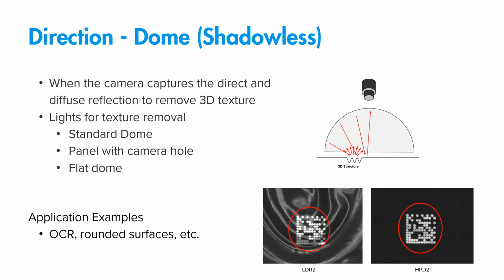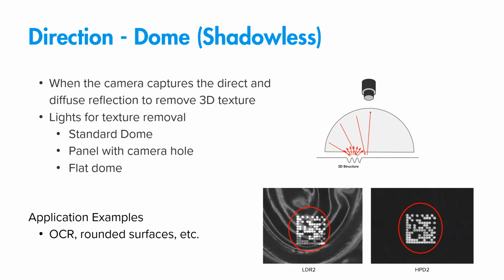So the standard dome lights are the most diffuse. They're not necessarily as intense, as the light is reflecting off of the dome shell and onto the surface. And a panel light with a camera hole is less diffuse because the light is directed straight down from the LEDs. But this light is more ideal for providing a uniform image, especially in a large field of view application or applications with a longer light working distance.